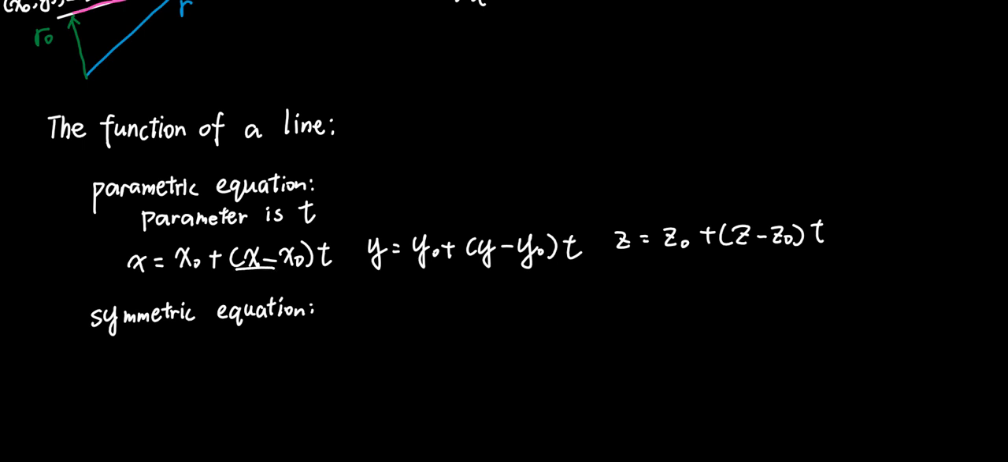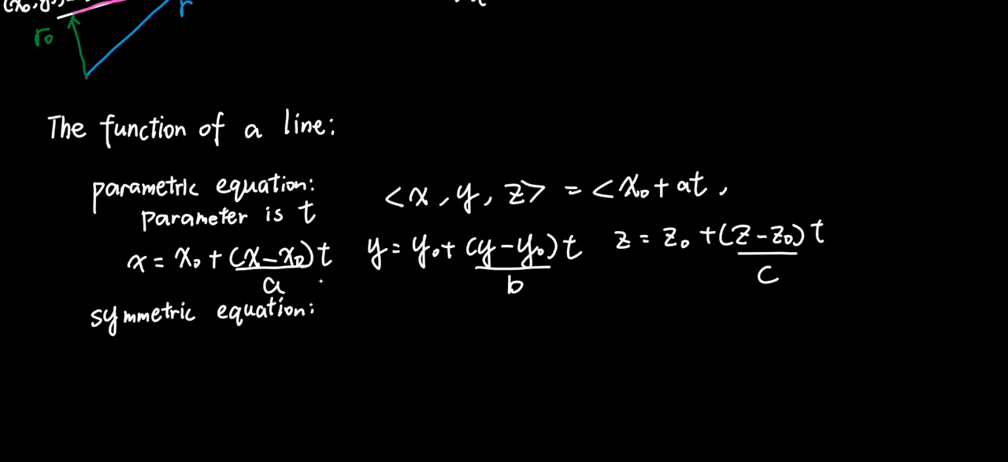And here, x minus x0 is a, y minus y0 is b, and z minus z0 is c. So a, b, c are the x, y, z components of the direction vector. So we can simply write vector r as x0 plus at, y0 plus bt, and z0 plus ct.